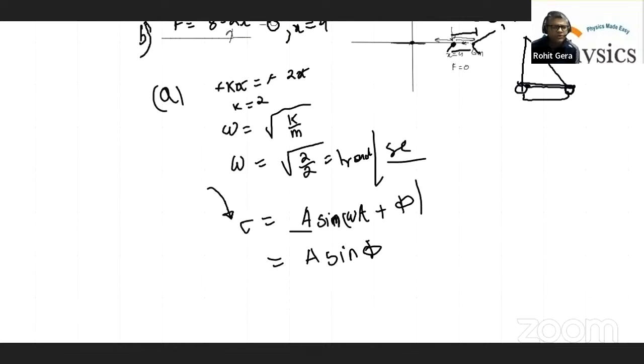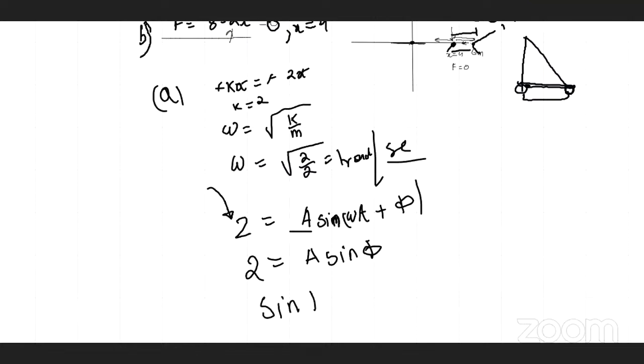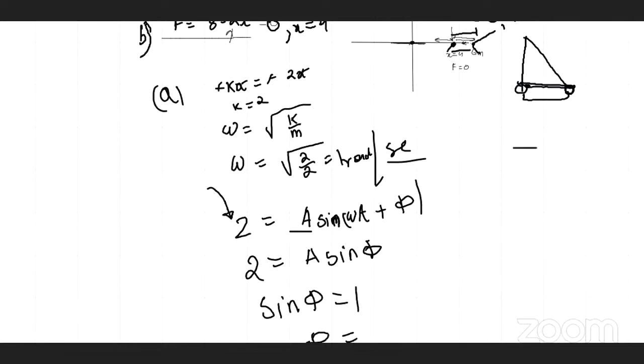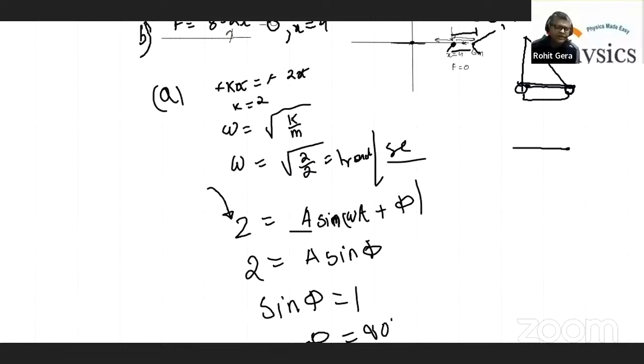So I think we should put x equal to 2. Amplitude is also 2. And the sine start position is 2, so phi is equal to 1, which makes sense also, 90 degrees, T by 4, a quarter away. And the time period is 2 pi.